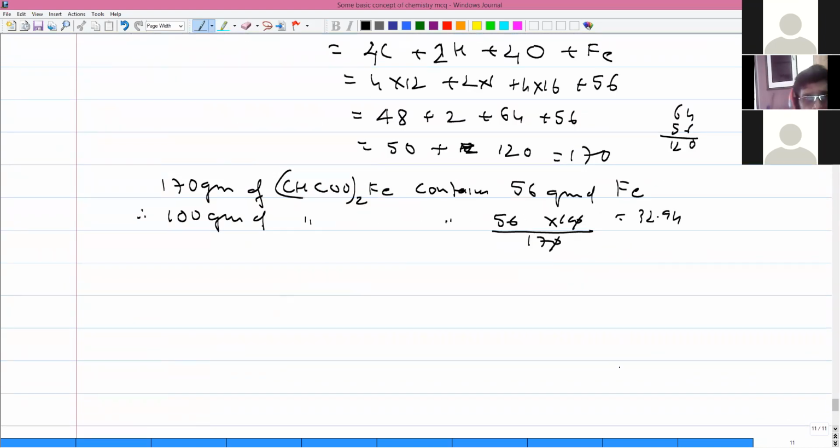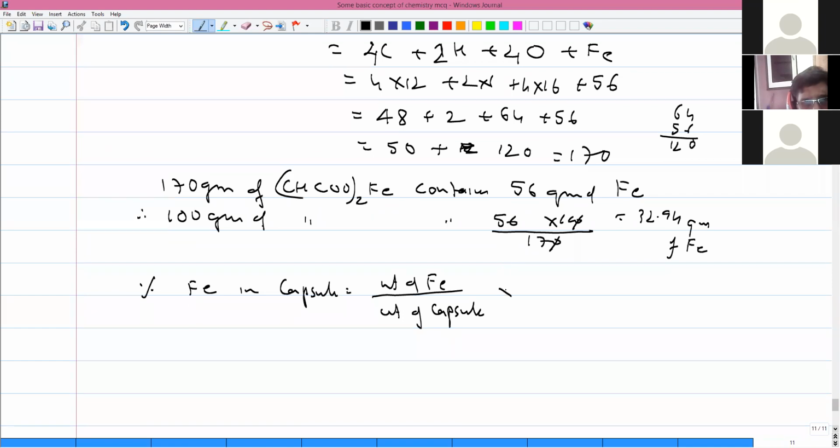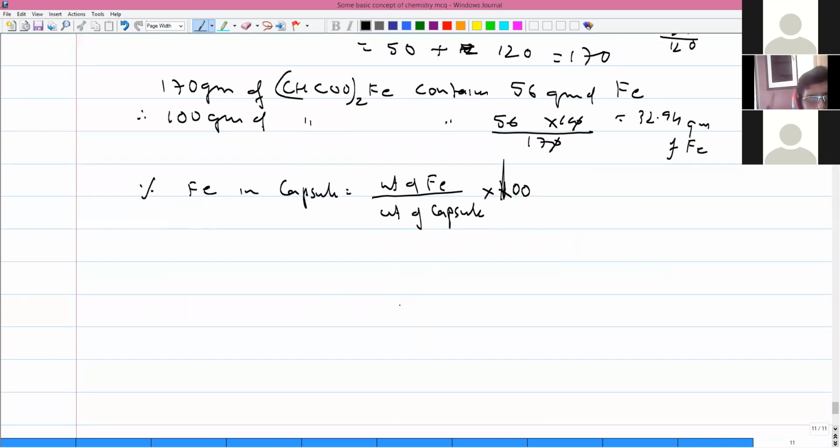Okay. Now, 32.94 gram of Fe. Now you have to find out percentage of Fe in the capsule. So percentage of Fe in capsule is equal to weight of Fe upon weight of capsule multiplied by 100. Weight of Fe is 32.94, weight of capsule is 400, into 100.